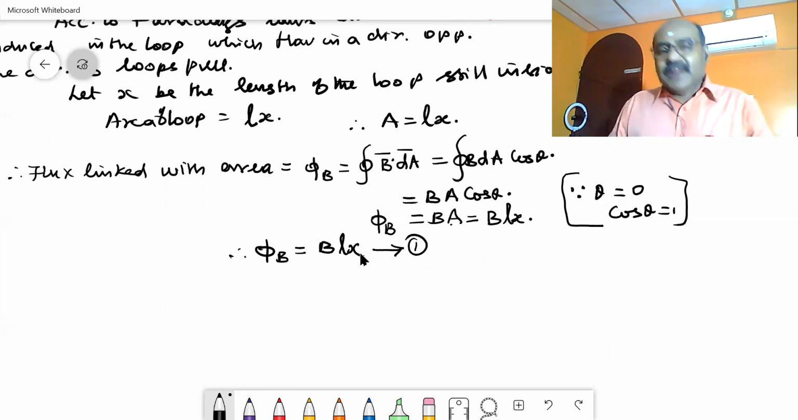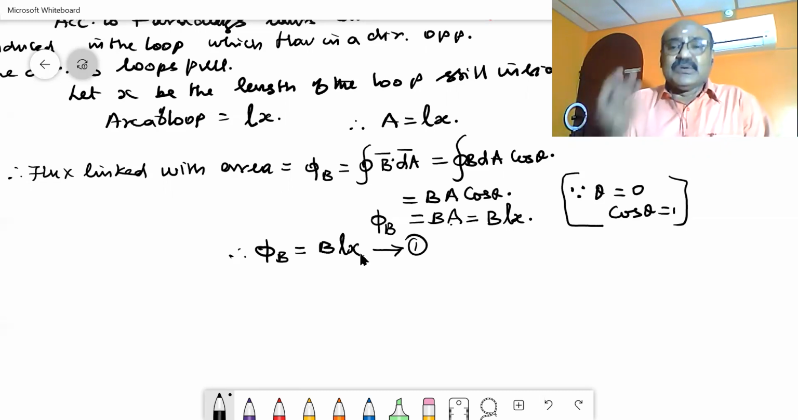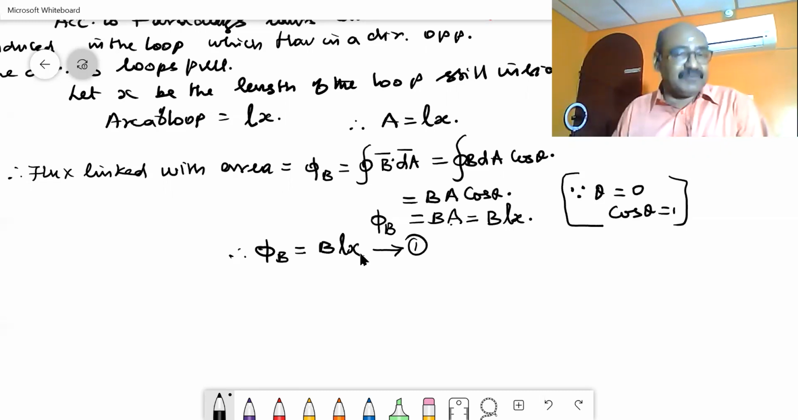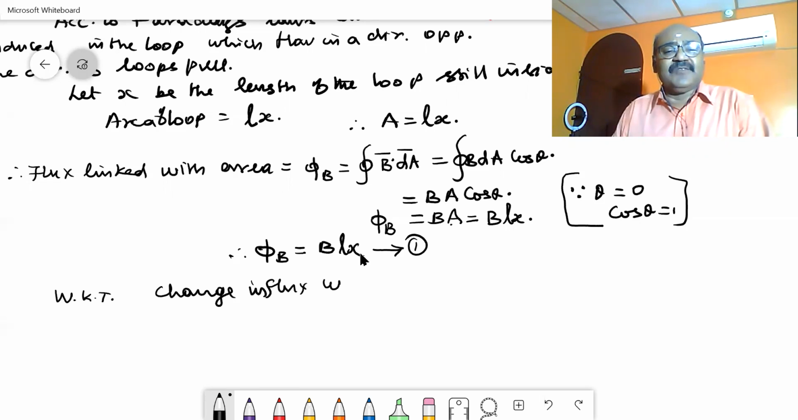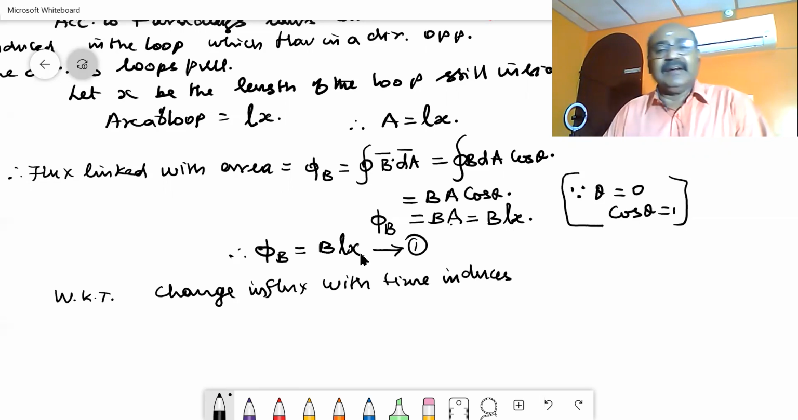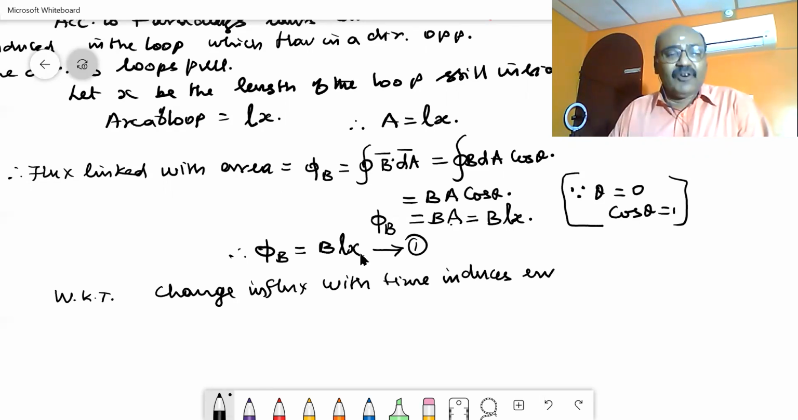Now, what is the value of EMF induced? According to Faraday's law, the magnitude of the EMF induced is given by the rate of change of magnetic flux. We know that the change in flux with time causes, or induces, EMF or current. We can say EMF. Therefore, the formula is EMF is equal to d phi divided by dt. Phi, here we are writing it as phi B.